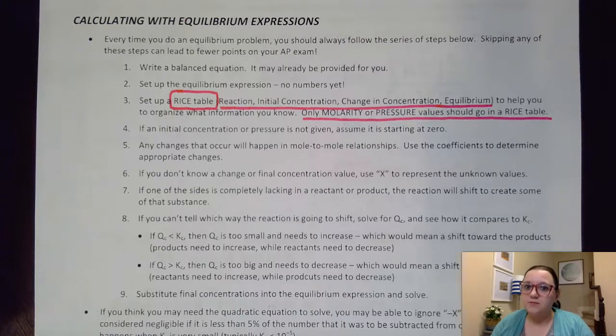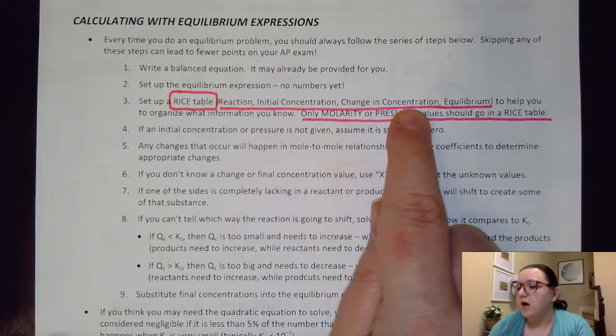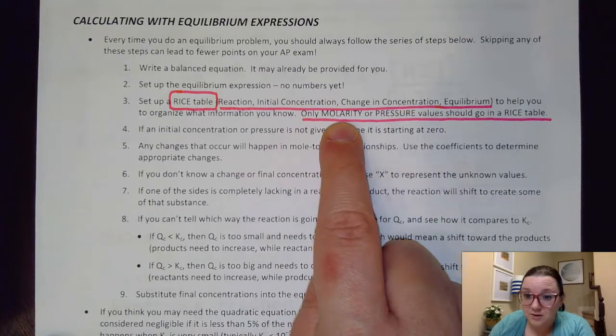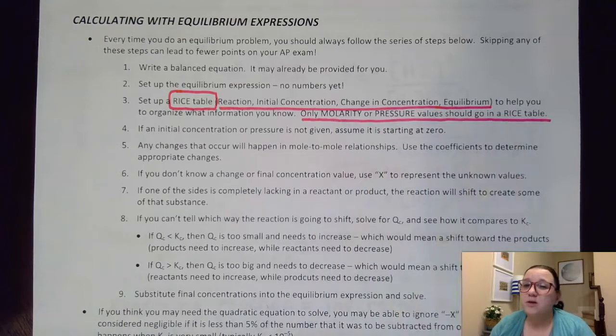Now, something we have to keep in mind, you notice that they did mention concentrations here. That is because only molarity or pressure values can go in a RICE table. So if you're given moles and volume, you're going to have to convert that into a molarity before you put that information into a RICE table. So be very careful with that.